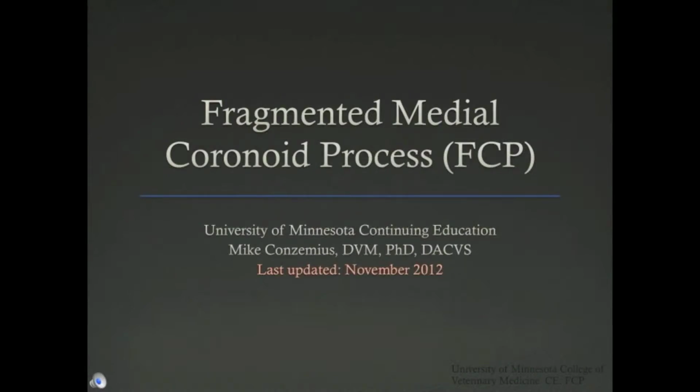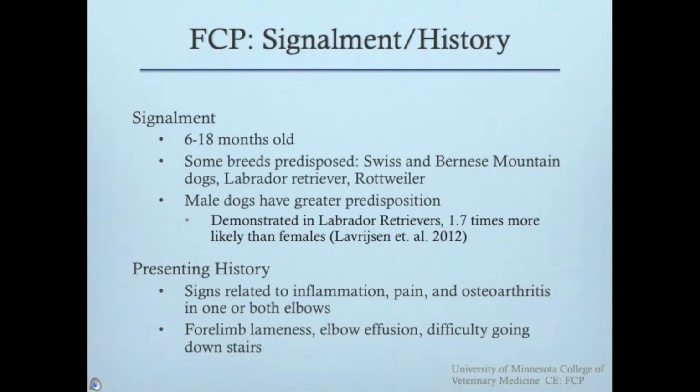Fragmentation of the medial coronoid process is the most common cause of forelimb lameness in the dog and a major contributor to elbow osteoarthritis. This problem is often referred to as a FCP or a FMCP. Most dogs are in the developmental stage of their life when clinical signs develop. Some dog breeds are highly predisposed, while others are statistically protected from developing a FCP.